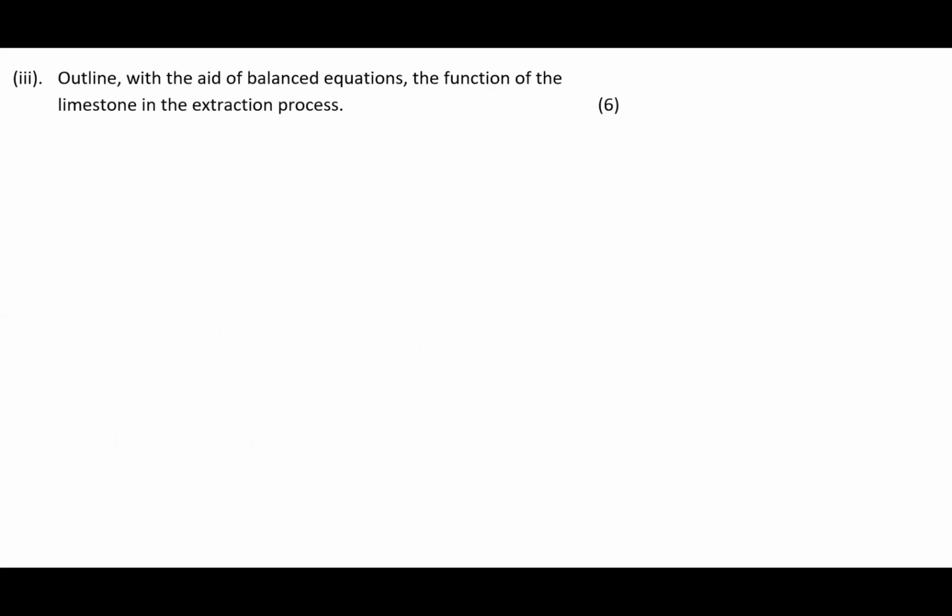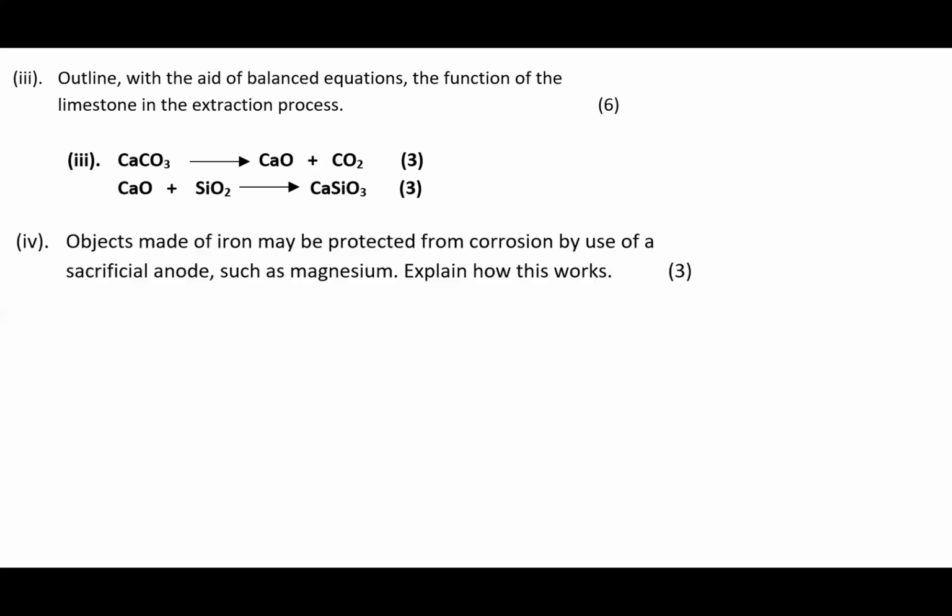Outline with the aid of balanced equations the function of the limestone in the extraction process. So CaCO3 goes to CaO plus CO2, and then that reacts with SiO2 to give you CaSiO3. So 3 and 3 marks there for 6 marks.